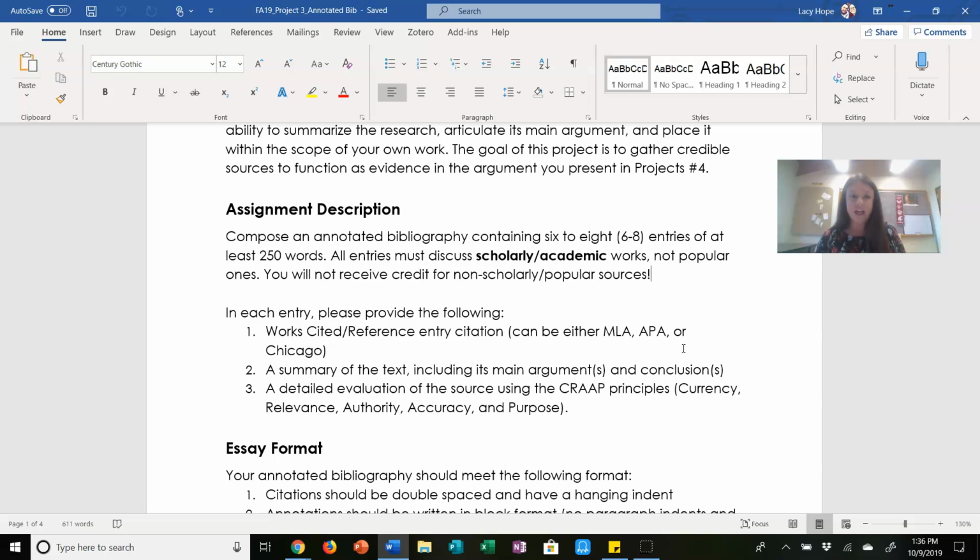In each annotation that you do, you will need to include a few things. So first off, you will need a works cited or reference entry citation for each. And we'll look at what that means here in just a second. Now, because different disciplines and different audiences value different citation styles, you have some choices. So you can use MLA, APA, or Chicago.